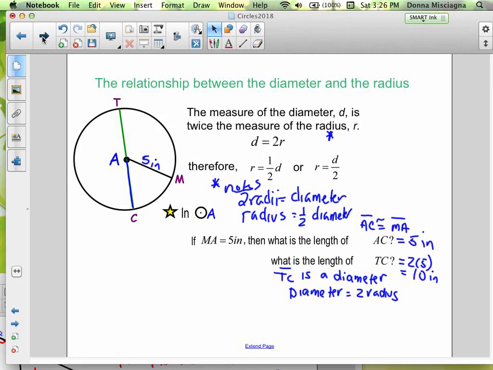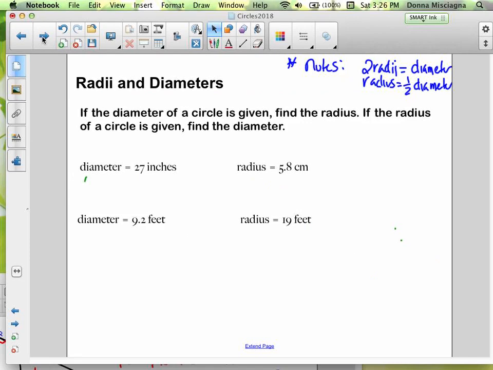Now you won't get a picture, but that's okay, because I'm telling you which is the radius and which is the diameter, right? So here, if the diameter of a circle is given, find the radius. If the radius of the circle is given, find the diameter. The tape is going to pause and you'll see these 4 problems. I want you to type in the missing one.